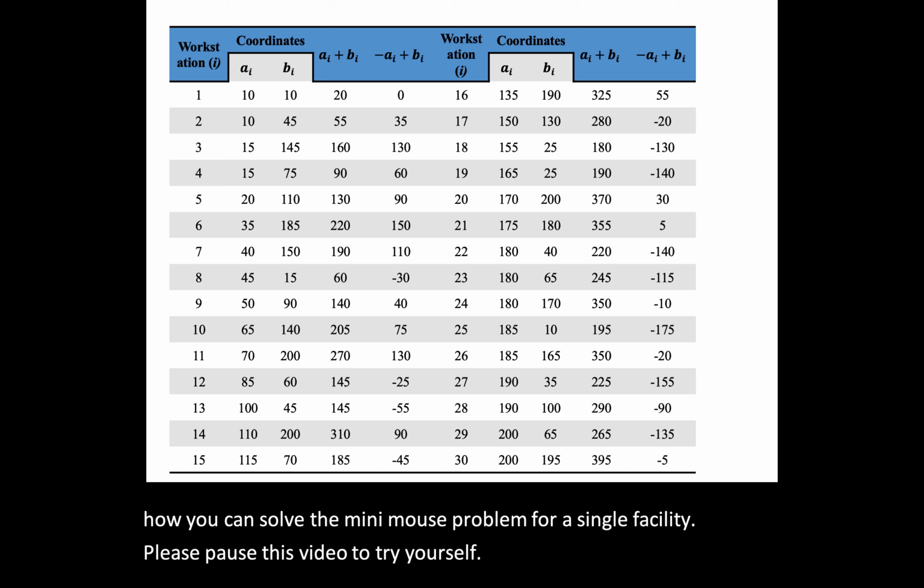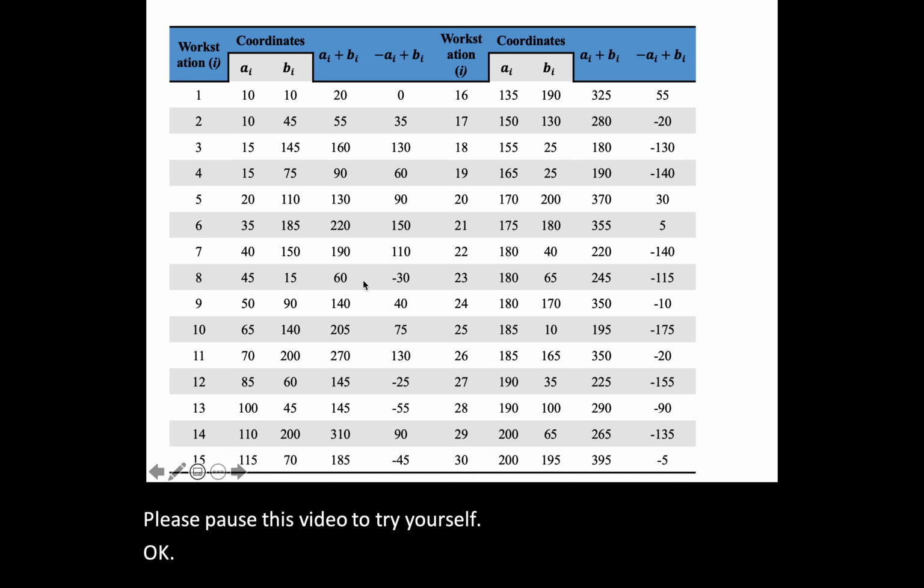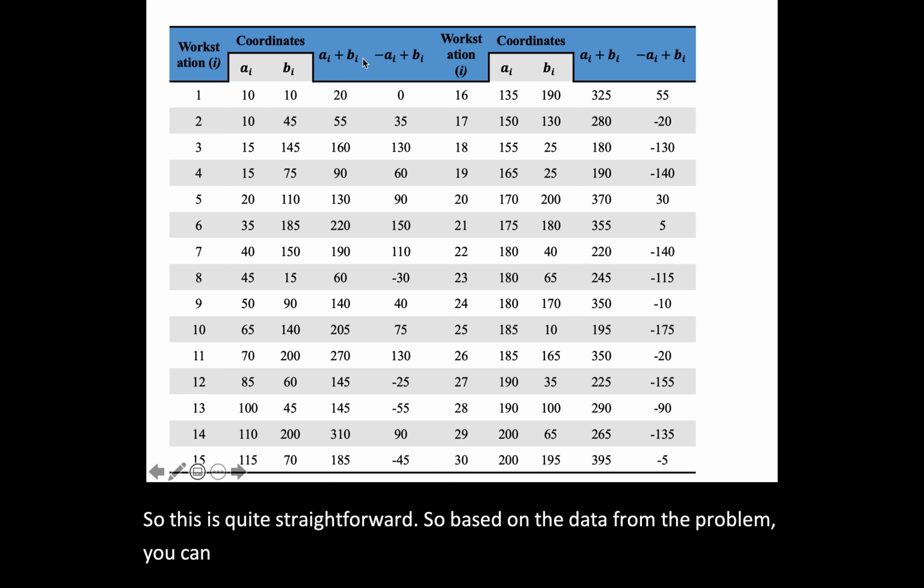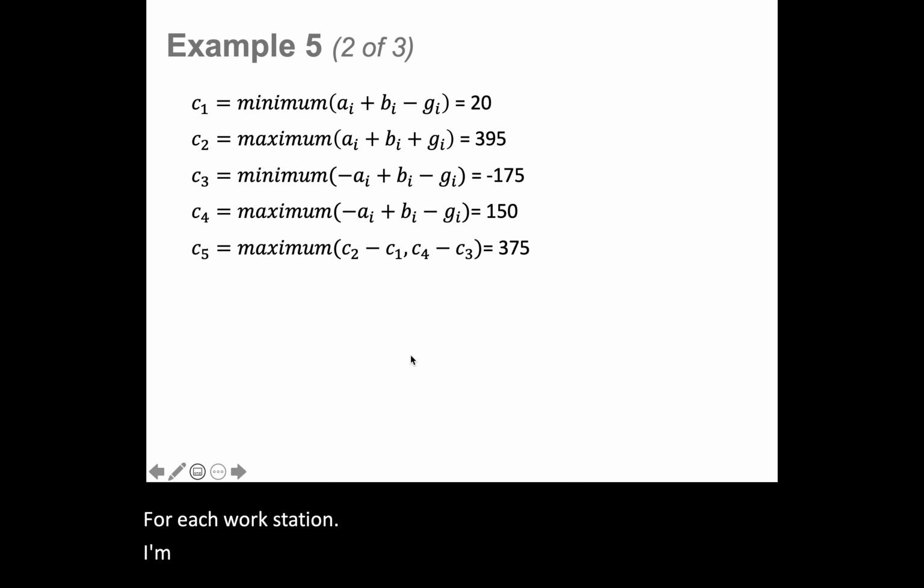Okay, so this is quite straightforward. Based on the data from the problem, you can calculate the a_i plus b_i and the sum of minus a_i and b_i for each workstation. And from this, you can take the values of C1, C2, C3, C4, and C5 like this, right?